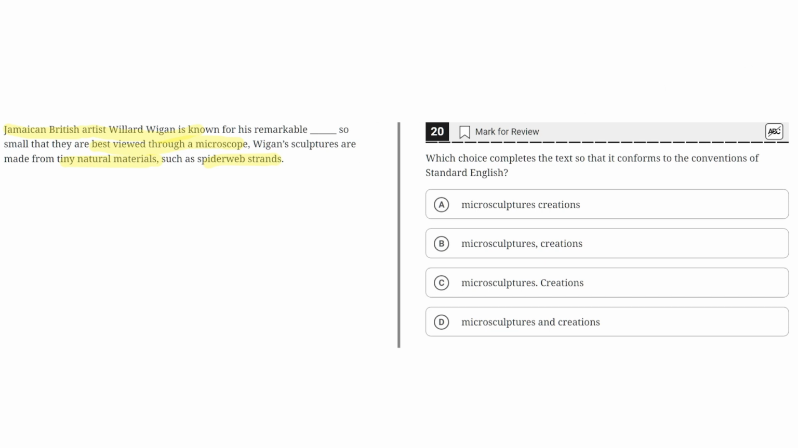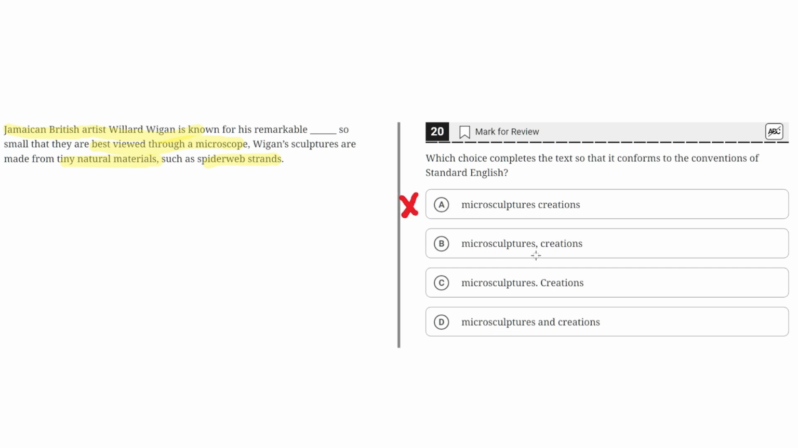So option A says microsculptures, creations. This is incorrect because this would result in a run-on sentence, where the first sentence, Jamaican-British artist Willard Wiggin is known for his remarkable sculptures, is one independent clause, and the second part, the creations so small they are best viewed through a microscope, Wiggin's sculptures are so and so. So these are two independent clauses, and there is no punctuation to connect them. So A would be incorrect.